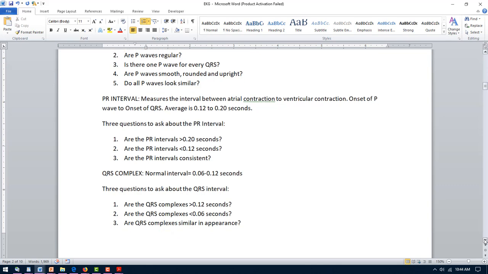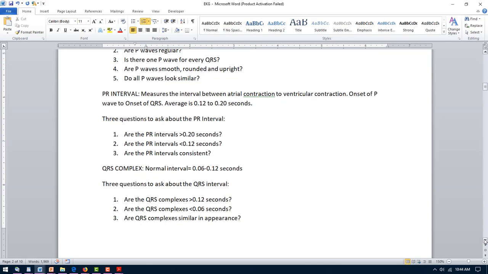Alright. So, we want the QRS in between 0.06 and 0.12. If you're trying to remember these numbers, they kind of go from one to the other. So our QRS, we want 0.06 to 0.12. And our PR interval, we want 0.12 to 0.2. So the PR interval takes right off where the QRS leaves off, if you're trying to remember where we want them.